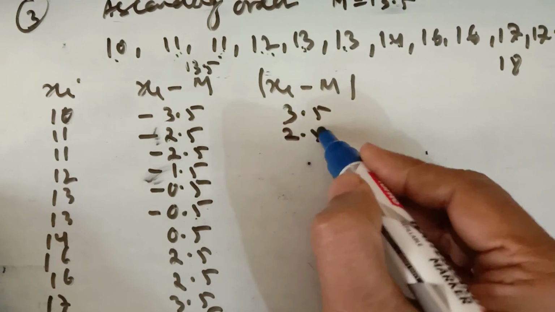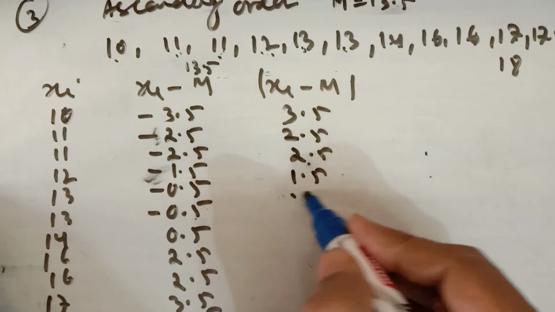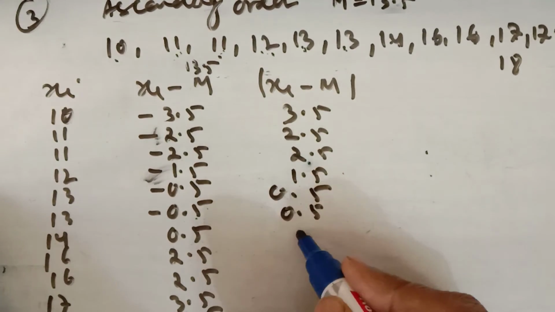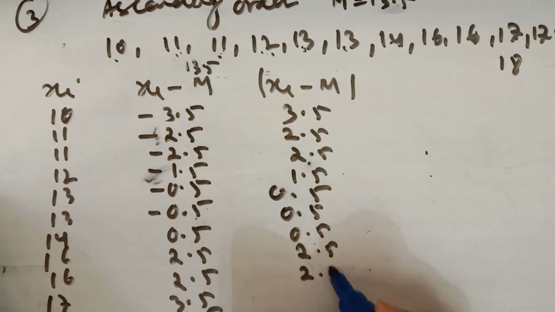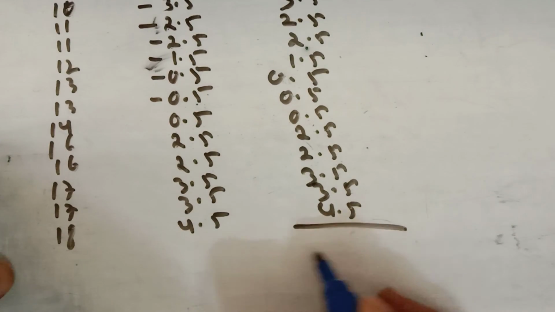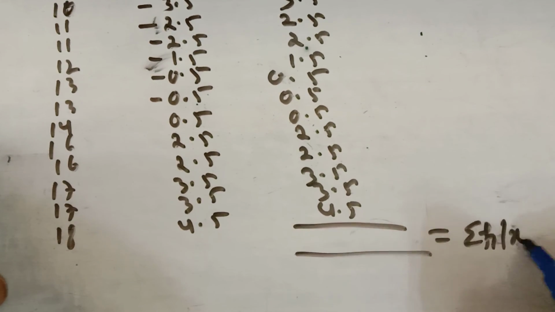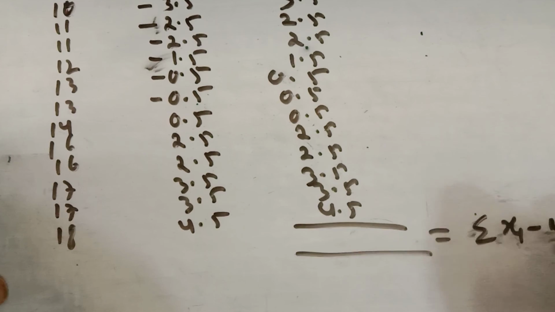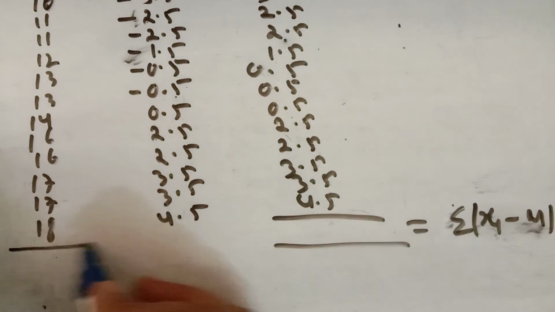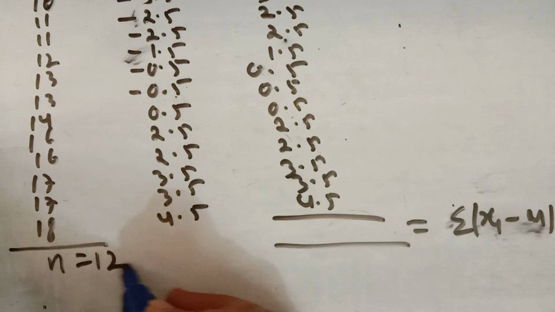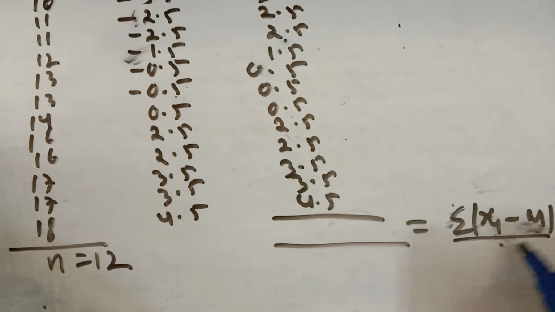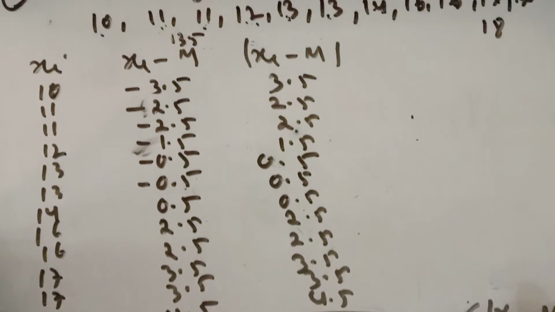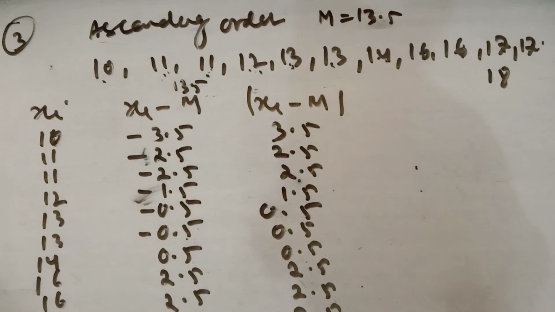इसका आप modulus find करेंगे, पॉजिटिव हो जाएंगे सब. 1.5, 0.5, 0.5, 0.5, 2.5, 2.5, 3.5, 3.5 and 4.5. आप इसका sum find करिए, जो भी आएगा this will be summation of |xi minus median| का sum. और नंबर ऑफ ऑब्जर्वेशंस हमारे पास 12 हैं. तो जब आप इस sum को divide करेंगे 12 से, you will get the mean deviation about the median for the ungrouped data. We'll discuss the remaining questions of this exercise in the next lecture. Thank you.